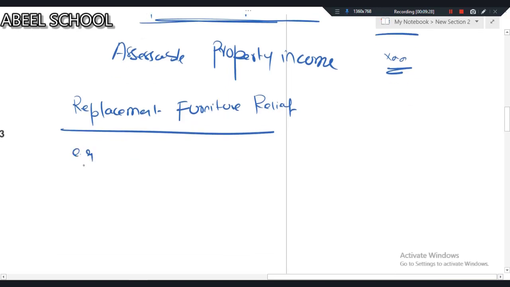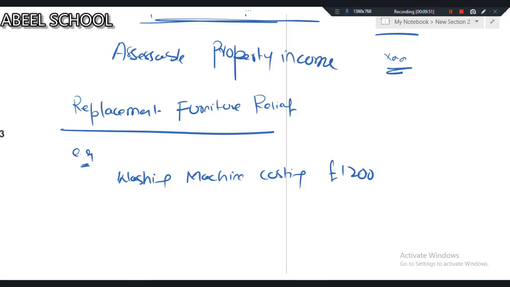For example, let me explain more. Someone originally bought a washing machine costing £1,200, assuming 2 years ago. When they bought this washing machine the first time, replacement furniture relief at that time is not available. Replacement furniture relief is only available when you are replacing it. Now let's say this is the existing washing machine.